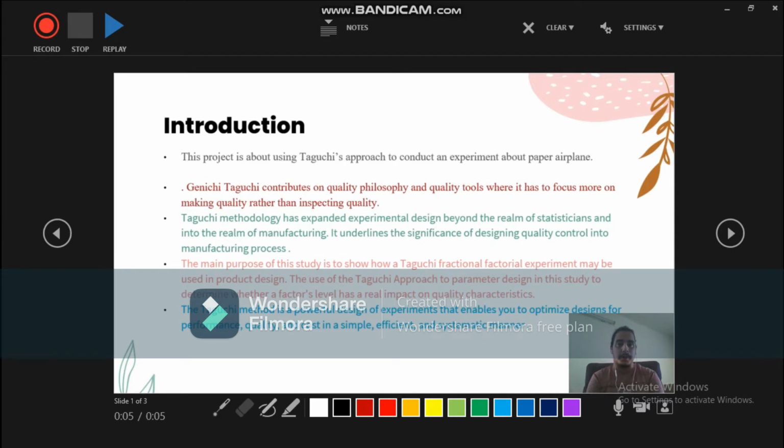The Taguchi approach to parameter design is used in this study to determine whether a factorial level has a real impact on the quality characteristic. The Taguchi method is a powerful design of experiments that enables you to optimize design for performance, quality, and cost in a simple, efficient, and systematic manner.